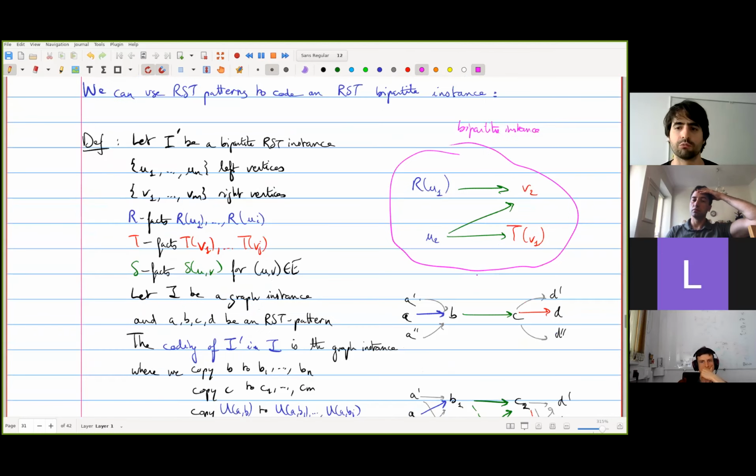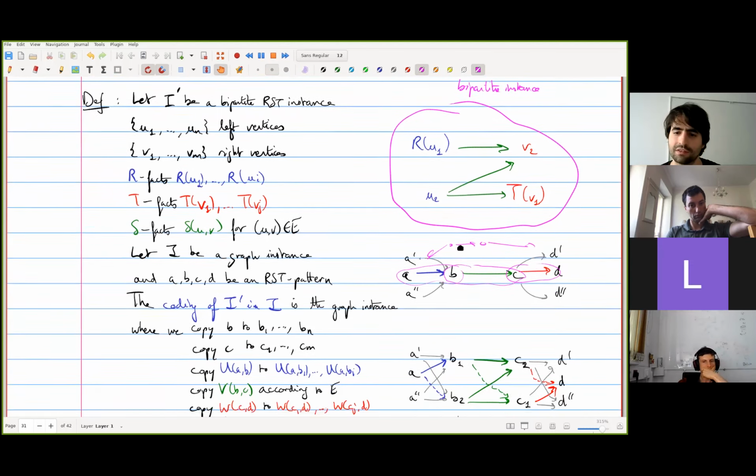Now we have some random instance for a query that we don't understand anything about, but the instance contains lots of facts and lots of arrows, and it's very complicated. But we have isolated 3 specific facts like this. If we want to code this bipartite instance into this, we're going to make copies of B and copies of C, and we're going to connect things together in the way that's prescribed by the bipartite instance. So let's see what it looks like.